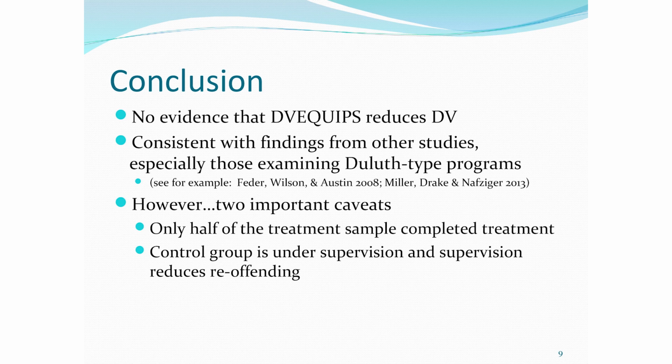The second thing to bear in mind is that the control group got something. They were under supervision, and we know from past research in the Bureau that supervision does exert a downward effect on risk of reoffending. So you're really looking for DV EQUIPS to add something extra to the effect that you would have got anyway with the supervision.